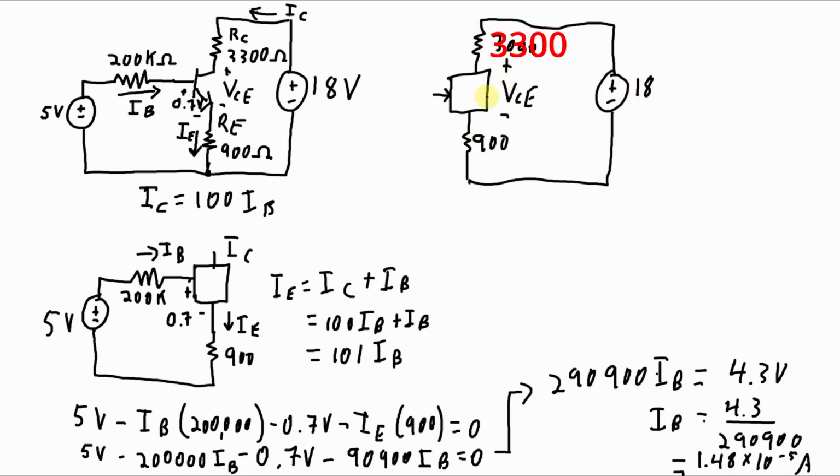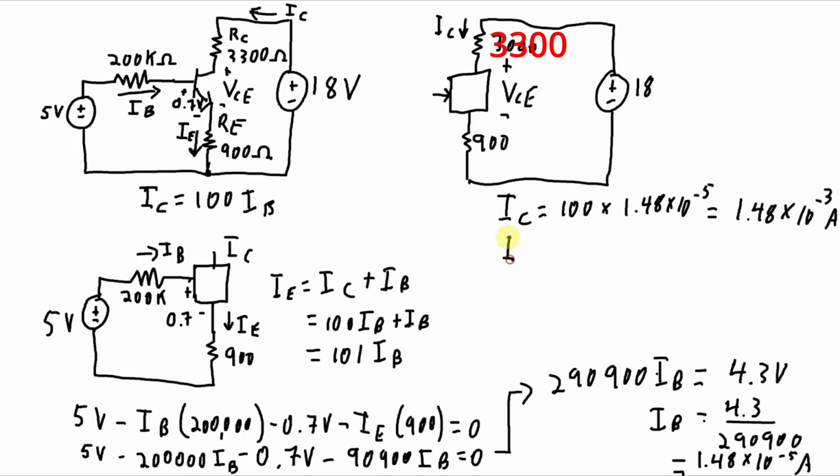Okay, well, pretty easy to figure out what the voltage across the collector and emitter is because we know IC. Well, we don't know it quite yet, but we do know that it's equal to 100 IB. So that's going to be 100 times 1.48 times 10 to the minus 5. That means it's 1.48 times 10 to the minus 3 amps. So 1.48 milliamps. And IE, that's this current here, is just about the same. It's 101 times 1.48 times 10 to the minus 5. So IE is 1.49 times 10 to the minus 3, or 1.49 milliamps.